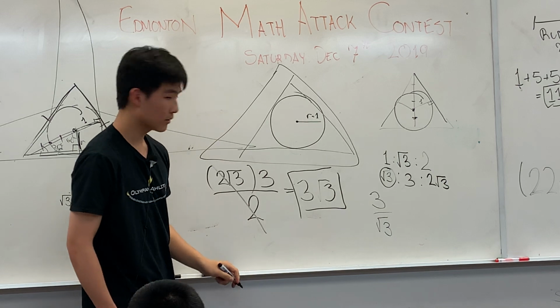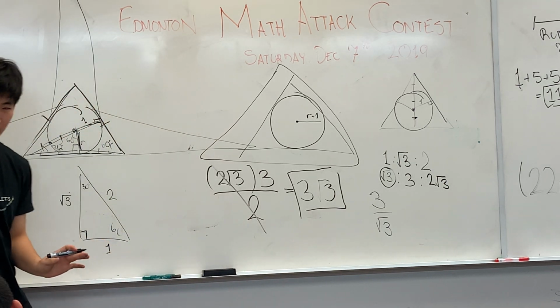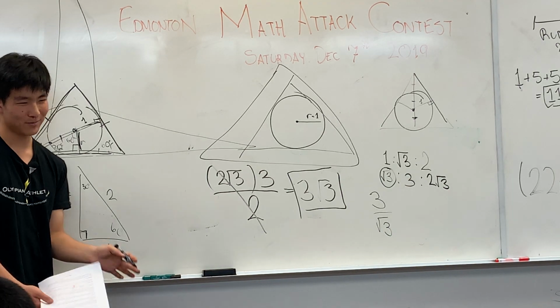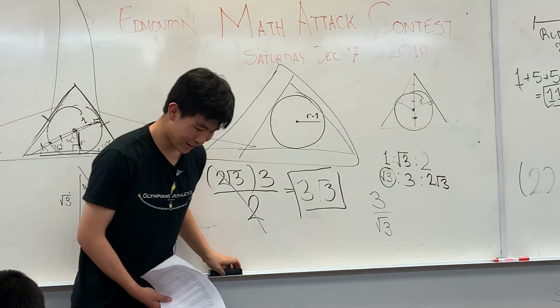Does that make sense? Not really. Is there a specific part that you got lost? If you're not familiar with the 30, 60, 90 triangle part, it's a little bit complicated, but that's part of math.